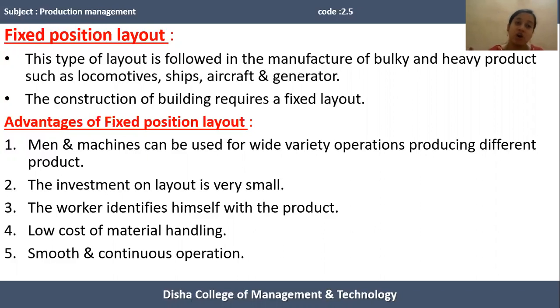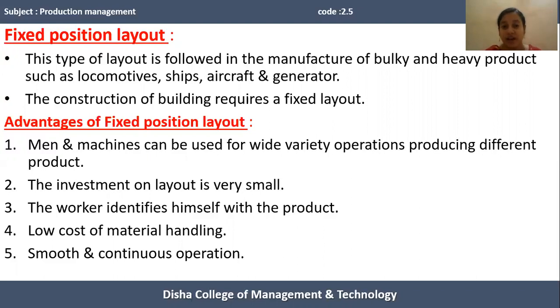So this is all about the fixed position layout. In case of fixed position layout, the product is fixed to a particular area, and to that area everything has to move for manufacturing that product only. Next I will discuss advantages of fixed position layout.